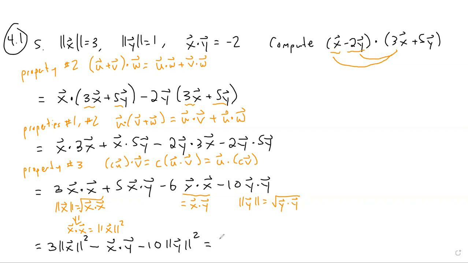So now I just plug things in. I get 3 times 3 squared minus 5 times x dotted with y, which is negative 2. And minus 10 times 1 squared. So I get 27 plus 10 minus 10, which is 27. And that's our answer.